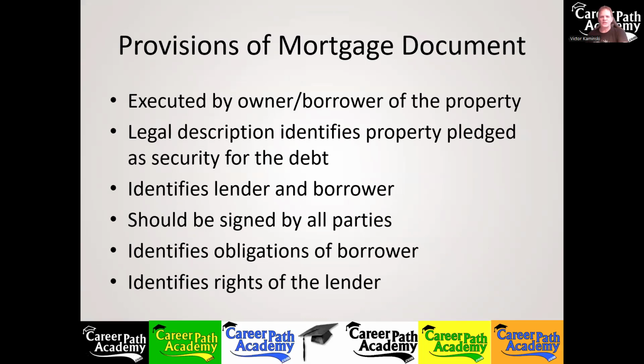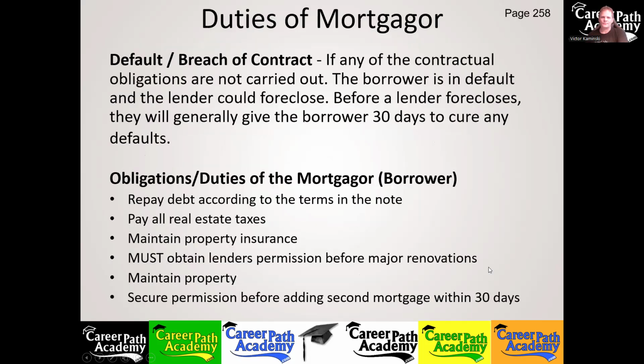So, the provisions of the mortgage document. It's executed by the owner and the borrower, who is the borrower of the money for the property. It states the legal description that identifies the property that's to be pledged as security for the debt. It identifies the lender and the borrower, so we know who all the players are. It should be signed by all parties involved. It identifies the obligations of the borrower and the rights of the lender. So, the duties of the mortgagor, who is the borrower.